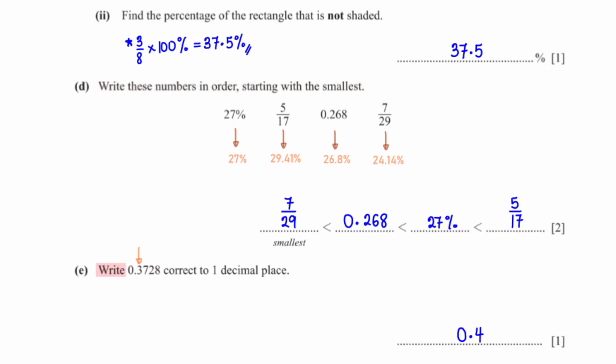Write 0.3728 correct to one decimal place. The first number after the decimal point is 3. The number after 3, which is 7, is greater than 5. So we add 1 to 3, giving us 4. The numbers after 3 become 0. Since these zeros come after the decimal point, they are insignificant. So we have 0.4 rounded to one decimal place.